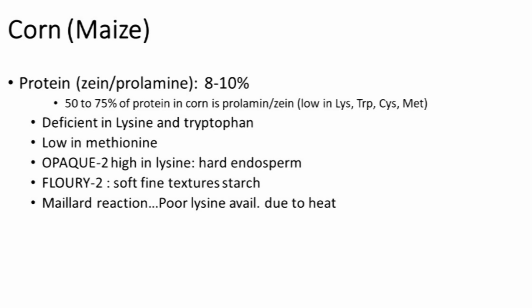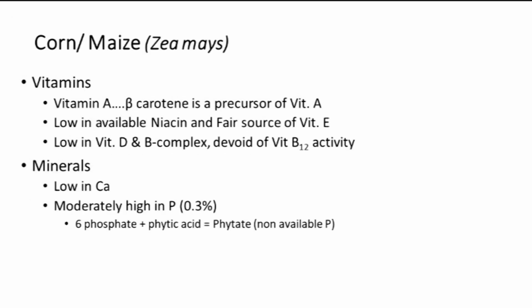lysine unavailable. But if we talk about the vitamins, there is beta carotene in the yellow corn particularly, so it's a good source of vitamin A, but generally it's not a good source of other vitamins. Low in calcium, and I also mentioned phosphorus is 0.3%, but that phosphorus binds with the phytic acid, and that 6-phosphorus molecule binds with a single phytic acid, making this phosphorus unavailable. So that is known as phytate phosphorus, or non-available phosphorus.